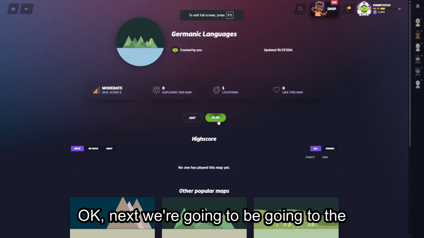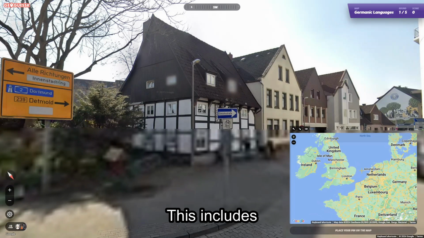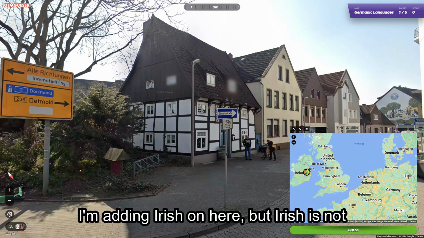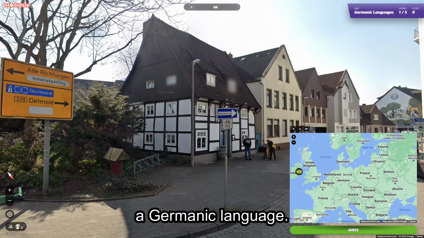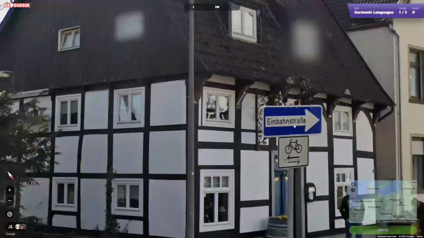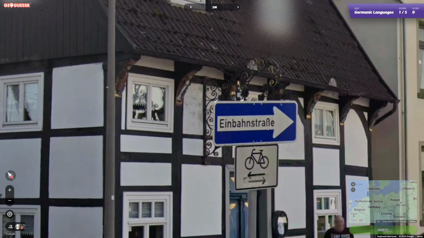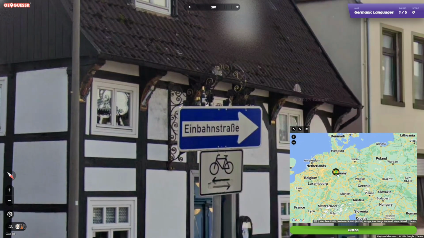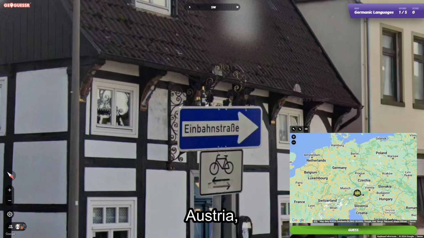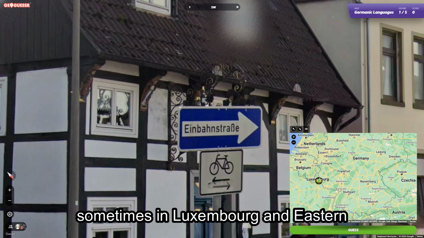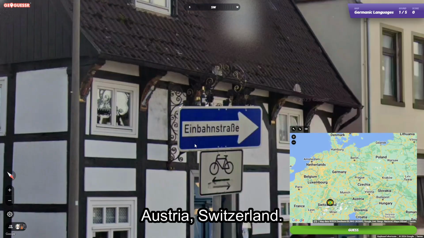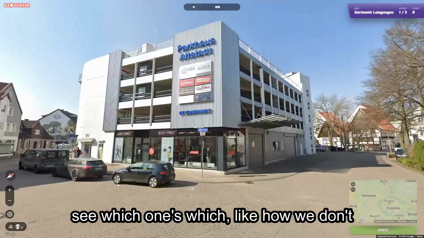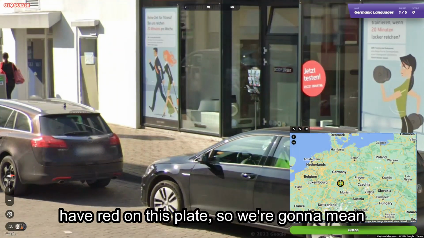Okay, next we are going to be going to the Germanic languages. This includes German, Dutch, Luxembourgish, English, and I'm adding Irish on here, but Irish is not a Germanic language. So starting with probably the simplest one, this letter right here. I don't speak this language, so I don't know what it's actually called, but you only see that in German. So German you see in Germany, Austria, Switzerland, sometimes in Luxembourg and Eastern Belgium. Mainly Germany, Austria, Switzerland. So then you just gotta find other clues to see which one's which, like how we don't have red on this plate, so we're gonna be in Germany.